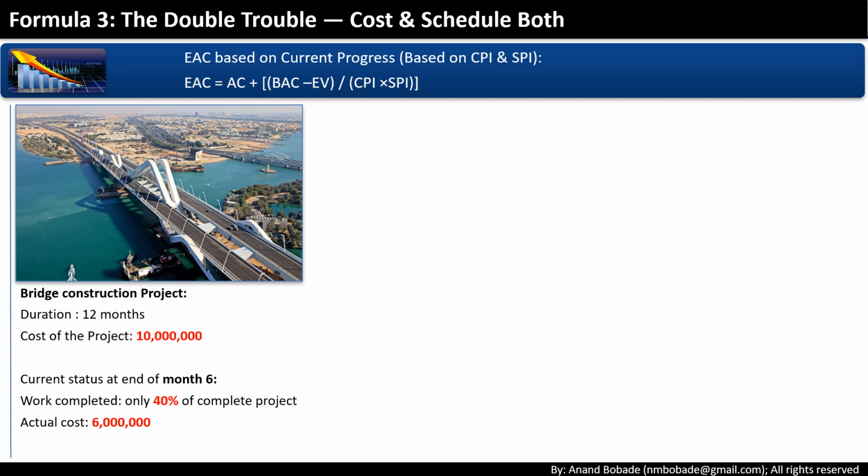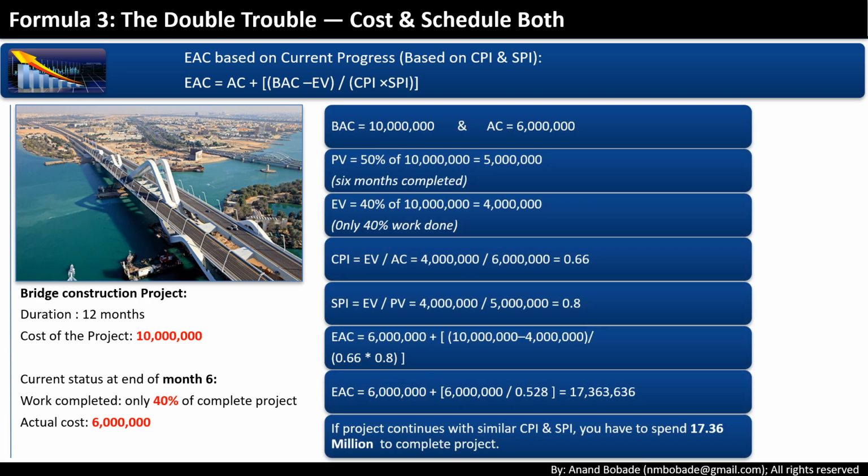In our bridge case, BAC was 10M, AC is 6M, EV is 4M, PV is 5M, CPI is 0.66, SPI is 0.8. Plugging in, EAC equals 6M plus 6M divided by 0.66 into 0.8 equals 17.36M. Ouch. This says if we continue at current cost and schedule performance, we'll need nearly 17.4 million.